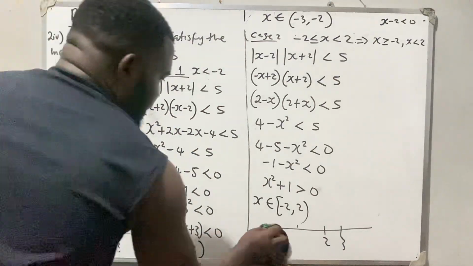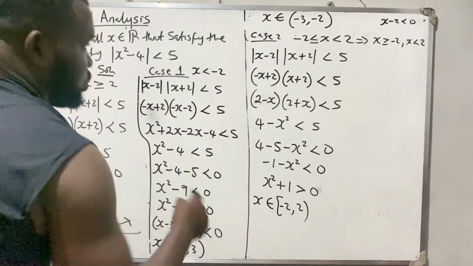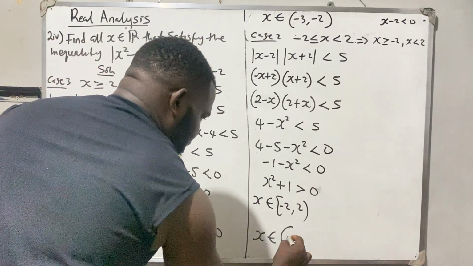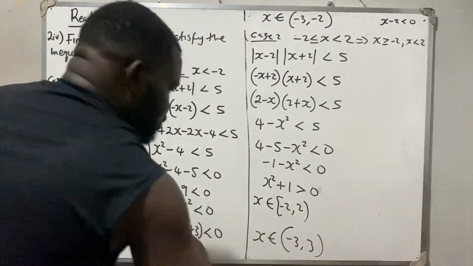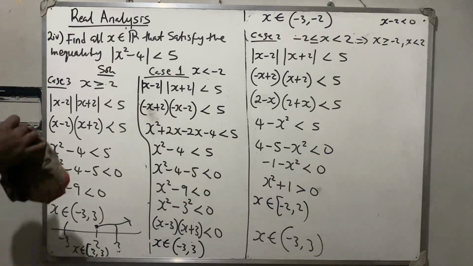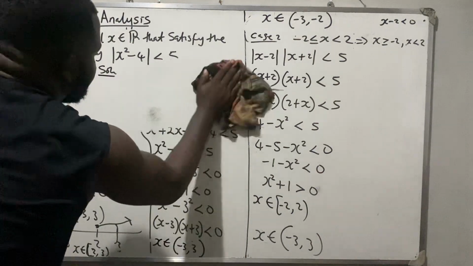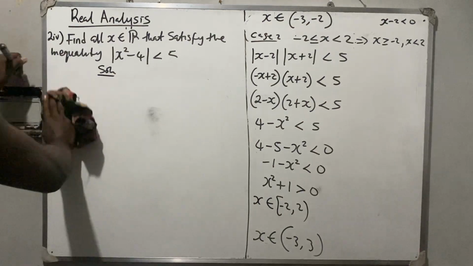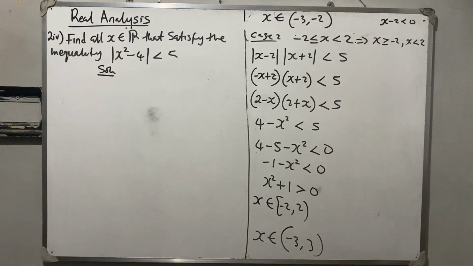So that means that the solution to everything is now that x is an element of what? (-3, 3). That is the solution to everything. Okay? So I hope you understood this one. The easiest one is the second method. But this first one, you need to know it. You really need to know it.